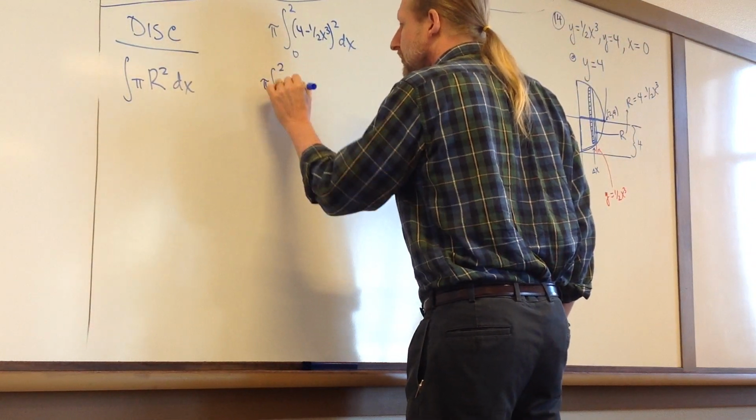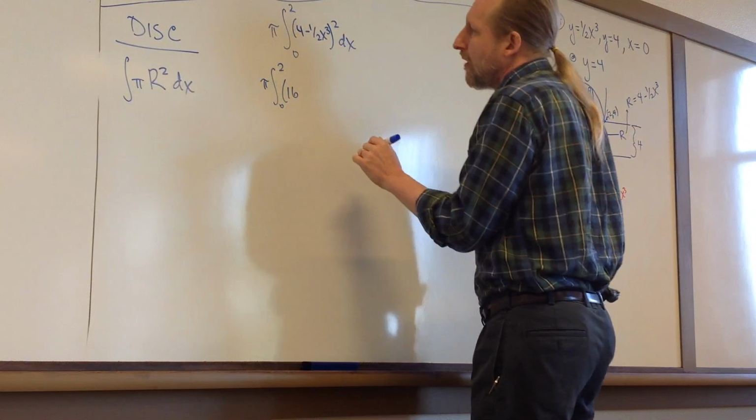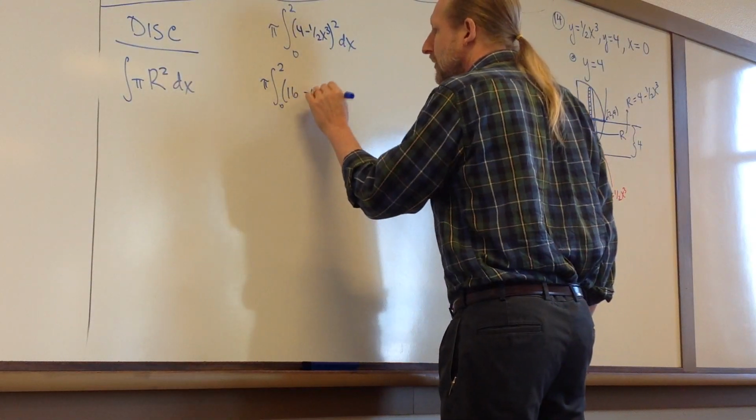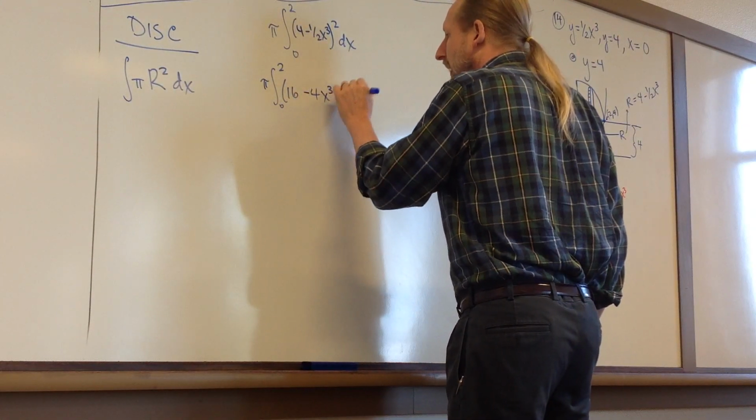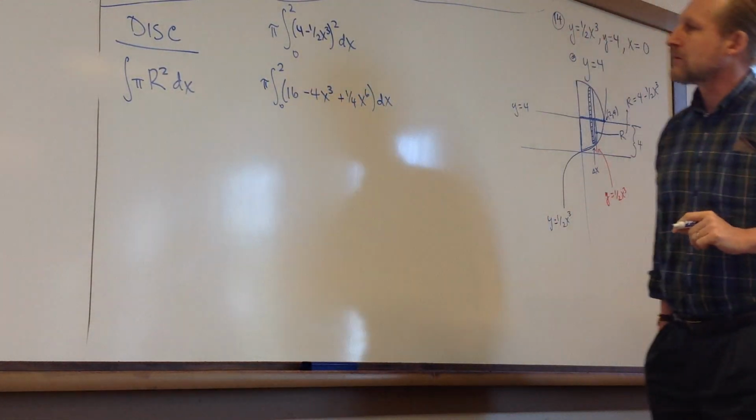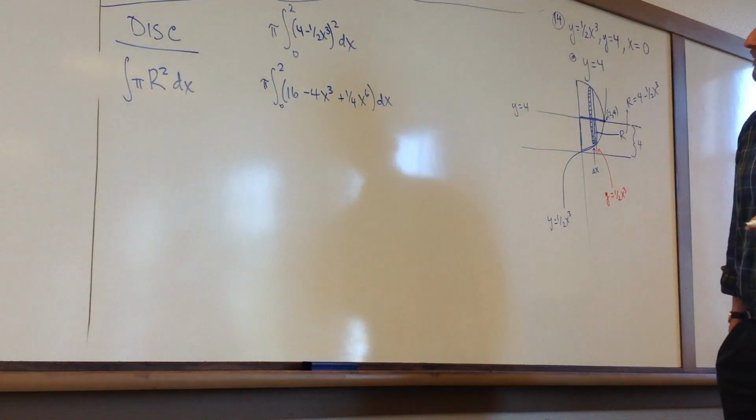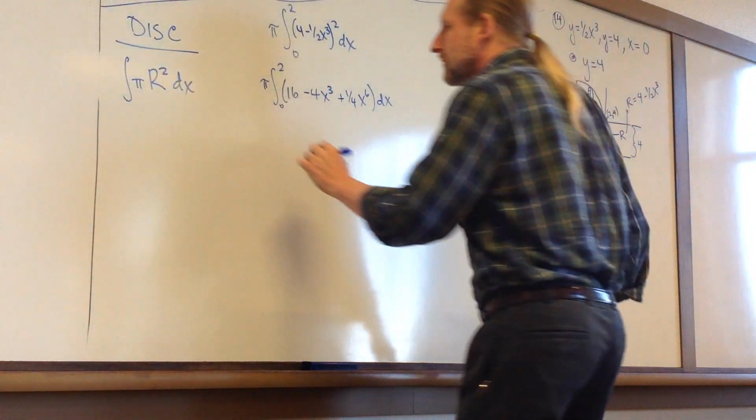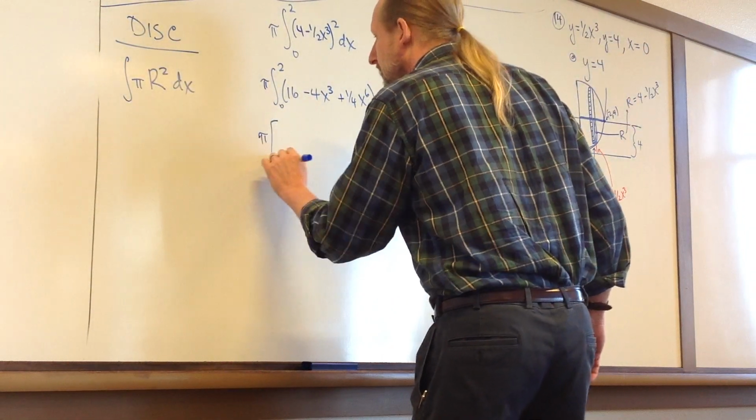So let's do some algebra to it. From 0 to 2, this will be 16 minus 2 and minus 2, so minus 4x cubed, and then plus a fourth x to the sixth. All right, so now we've got the algebra set up. Let's do our calculus. Do the integration.